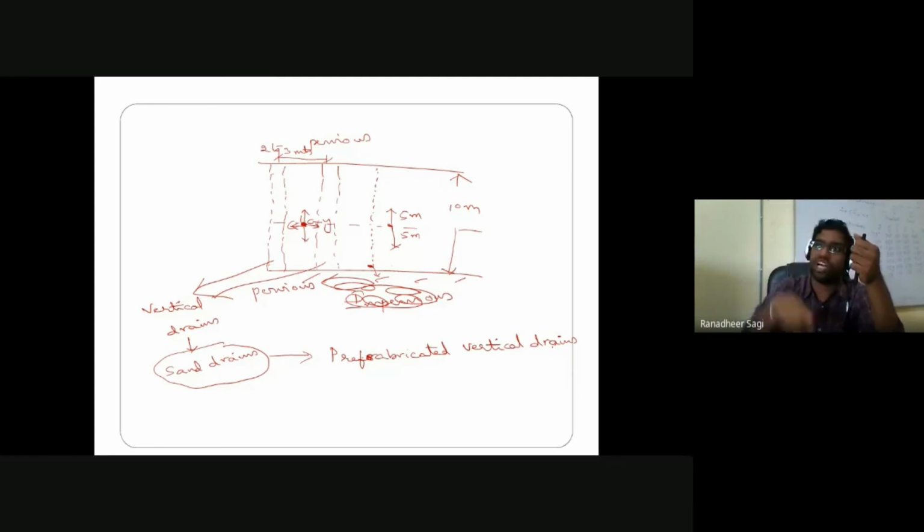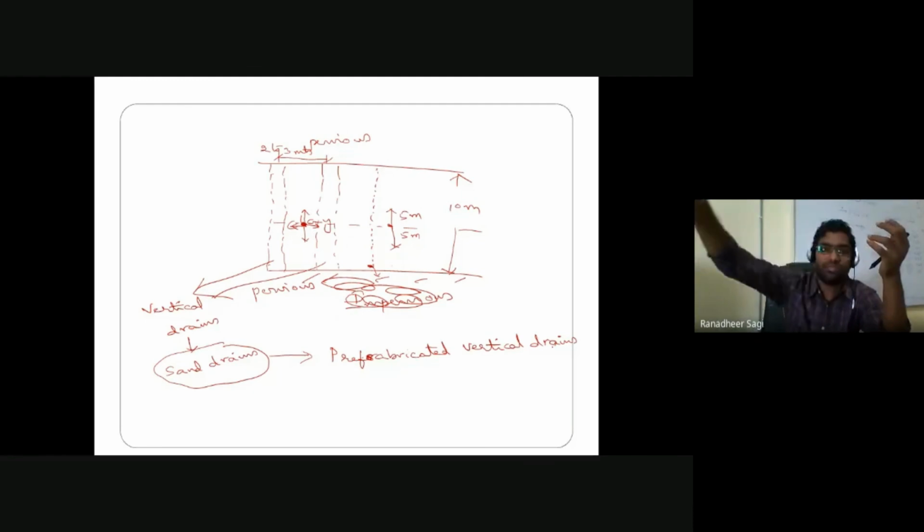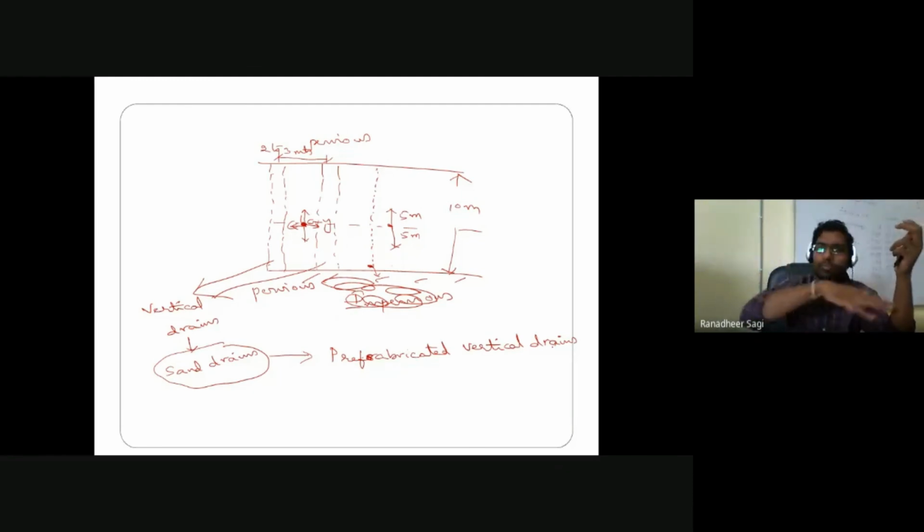So you will be installing the prefabricated vertical drains, because installation hardly requires any time at a particular place. If I want to extend my prefabricated vertical drain up to a depth of 5 meters or 10 meters, it hardly requires 10-15 minutes. Then I can move on to install the prefabricated vertical drains in that complete site within a very short period of time. So automatically, once you install your prefabricated vertical drains at a very fast rate, your consolidation process can also be completed at a very fast rate.